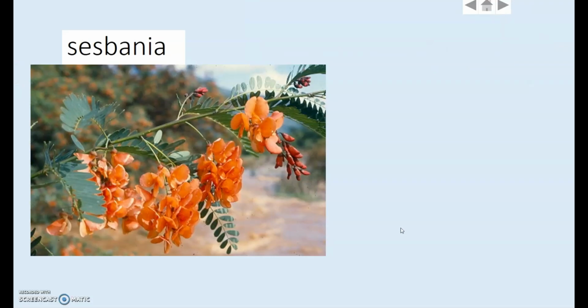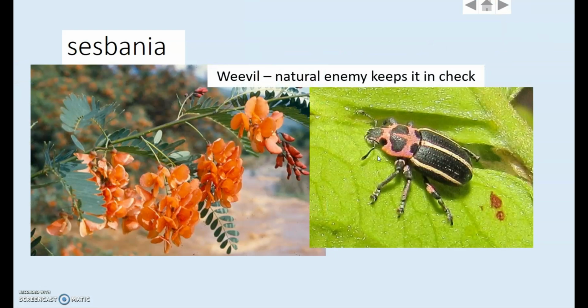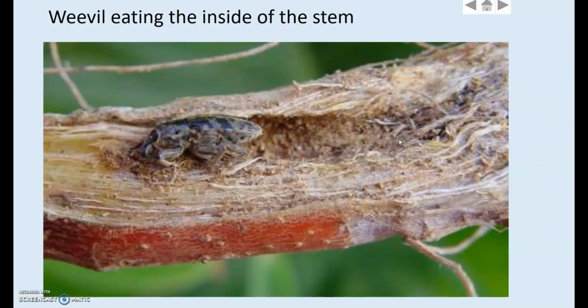Sesbania. Its natural enemy, biological control, is a weevil. It lays its eggs in the stem, and here you can see the larva has been eating it. The stem is now dead, and it's turning into the adult weevil.